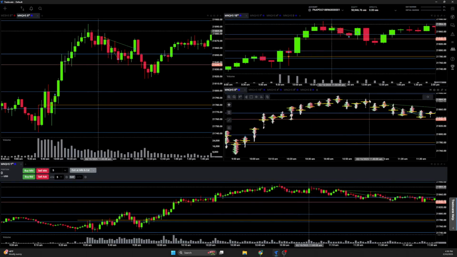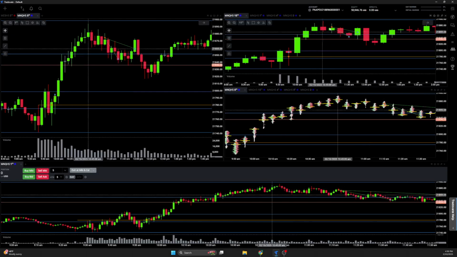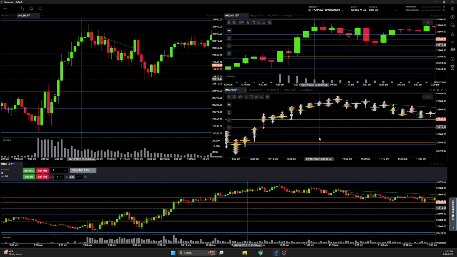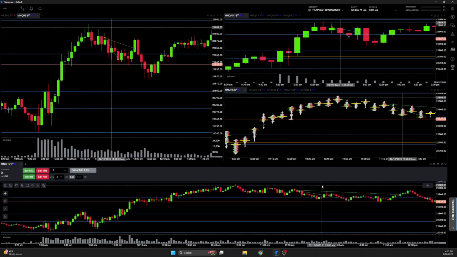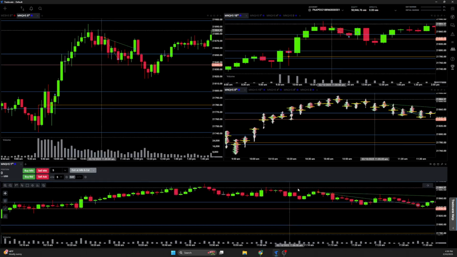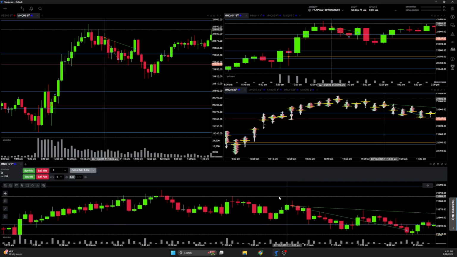So the volume was looking good, price action on the 5-minute, price action on the 15-minute. Everything was looking like we were due for a pullback. And then if I go into the 1-minute chart here, what do I notice? Well, this is what I noticed.